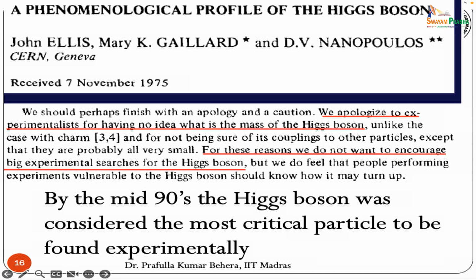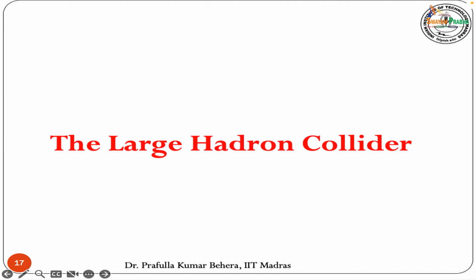Okay. By the mid-90s, the Higgs boson was considered the most critical particle to be found by experiment. Everybody asked, we want Higgs at any cost. Take the money, do the experiment, tell me Higgs. Now the Large Hadron Collider, this is how your question will be answered.